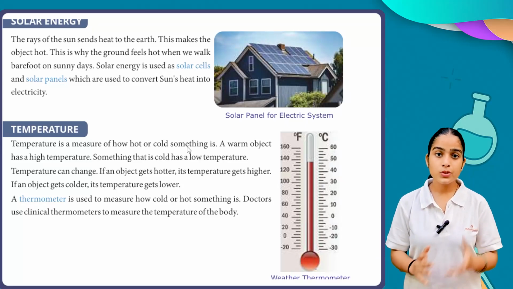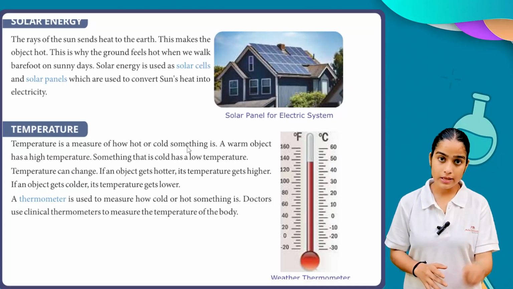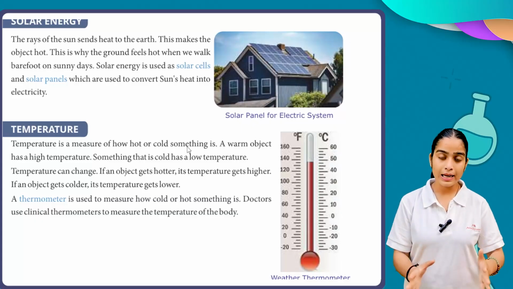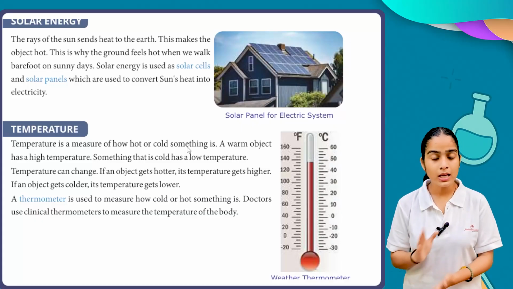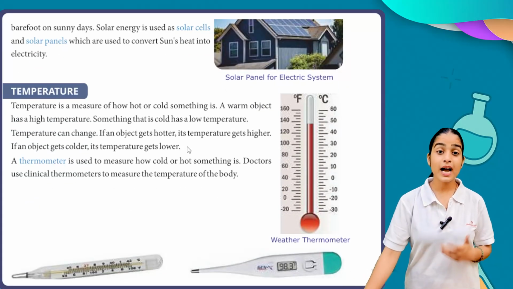So how do we use this sunlight? Basically, this sunlight is used with solar cells or solar panels. With the help of this sun energy, the sunlight is converted into electricity, and that is referred to as solar energy.